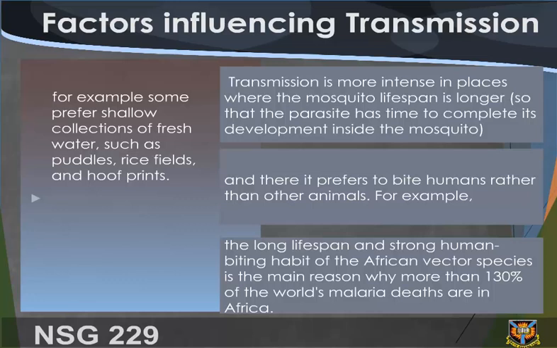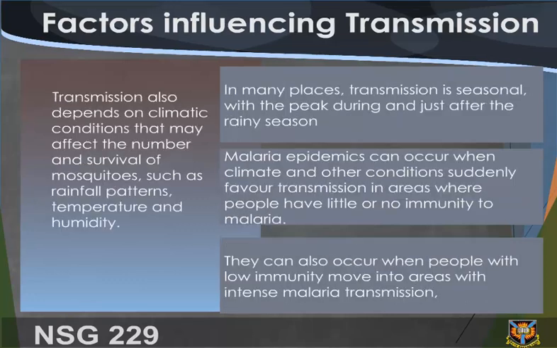Transmission is more intense in places where the mosquito lifespan is longer, so that the parasite has time to complete its development inside the mosquito, and where it prefers to bite humans rather than other animals. For example, the long lifespan and strong human biting habit of the African vector species is the main reason why a large share of the world's malaria deaths are in Africa.